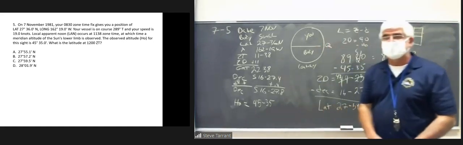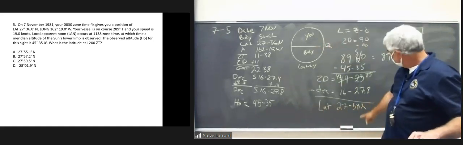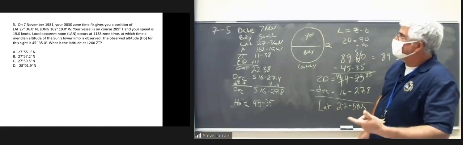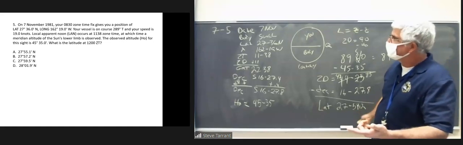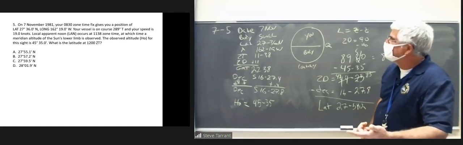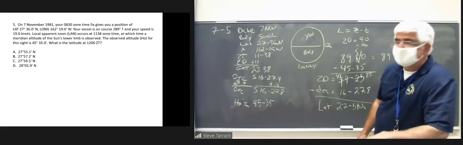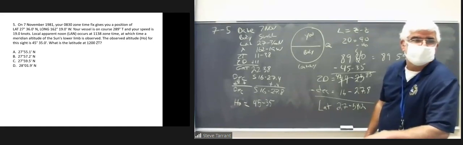Any answer that is less than 2757.2, we can eliminate. So yeah, we can eliminate A because that's less than 27. And we can eliminate B because that is our latitude at 11. We've got to be more north. So it's one of those other two. There's not a big difference between the two of them. So how are you going to resolve that?